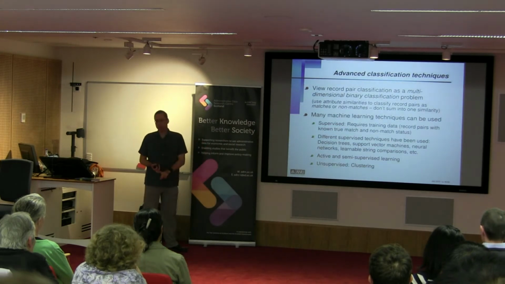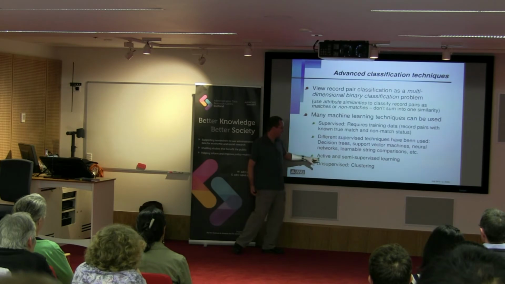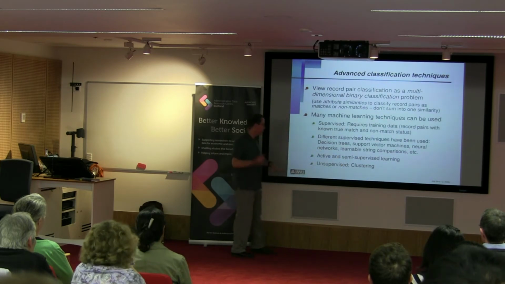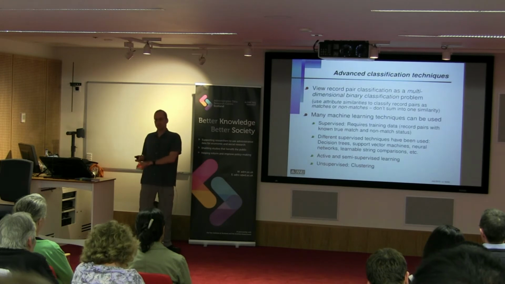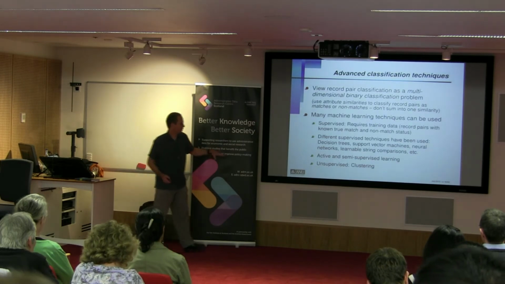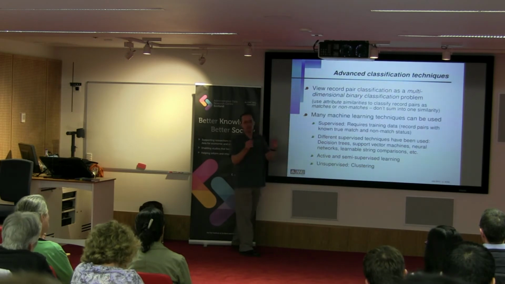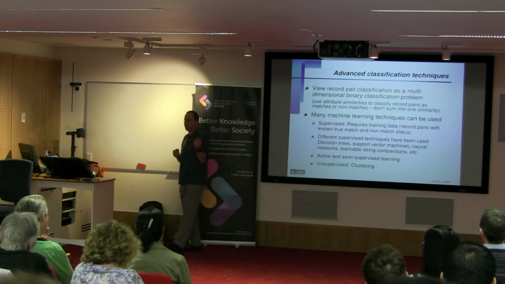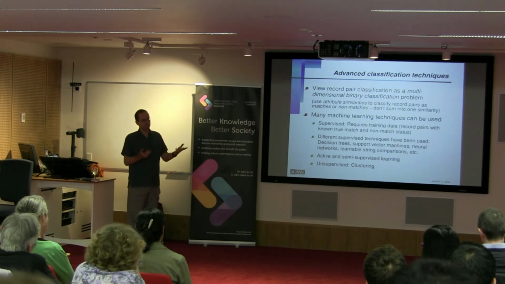Because we don't have training data in many cases, recent work has looked into what we call active and semi-supervised learning. So the in-between fully supervised and completely unsupervised. Maybe I should talk about unsupervised first. So unsupervised means, again, we have no idea which compared record is a match and which is a non-match. So we have absolutely no idea about the truth.